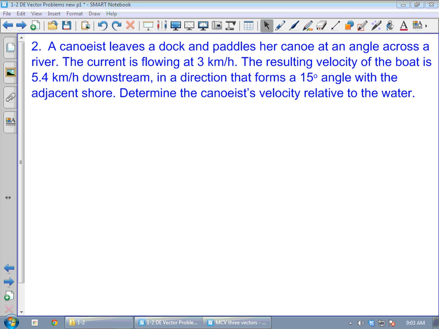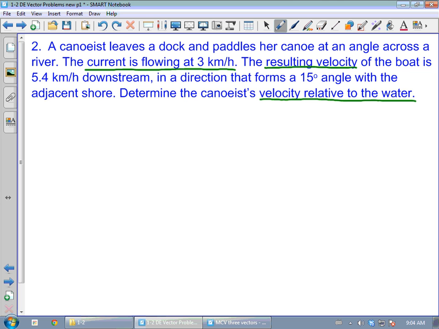So we're given velocities here. We're given the velocity of the, let's do this in green, the velocity of the water relative to the shore. We're given the resulting velocity. So this is the velocity of the boat relative to the shore. And then we want to find the velocity relative to the water.